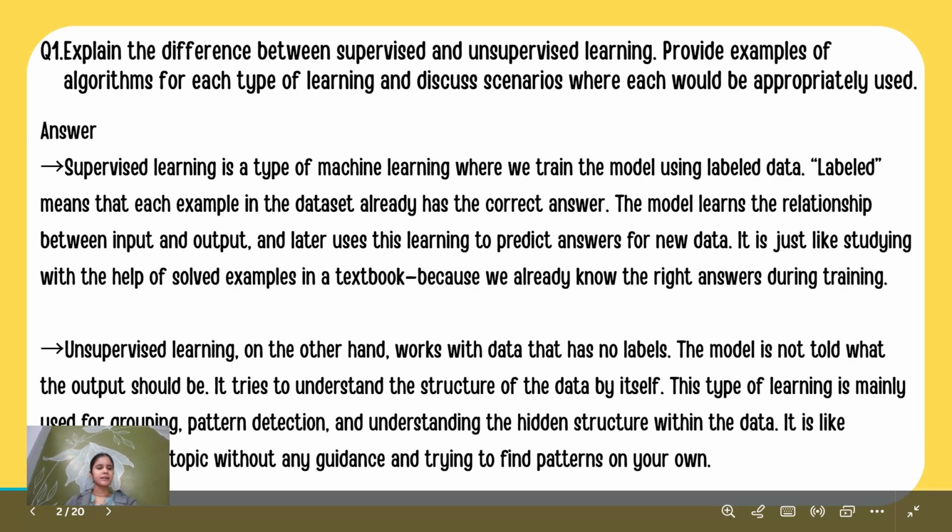The model learns the relationship between input and output and later uses this learning to predict answers for new data. It is just like studying with examples, solving examples in a textbook, because we already know the right answer during training. On the other hand, unsupervised learning works with data that has no labels. The model is not told what the output should be. It tries to understand the structure of the data by itself. This type of learning is mainly used for grouping, pattern detection, and understanding the hidden structure within the data. It is like exploring a new topic without any guidance and trying to find patterns on your own.